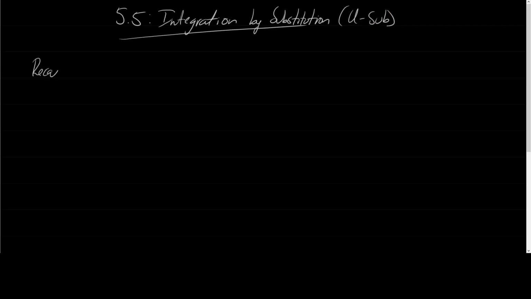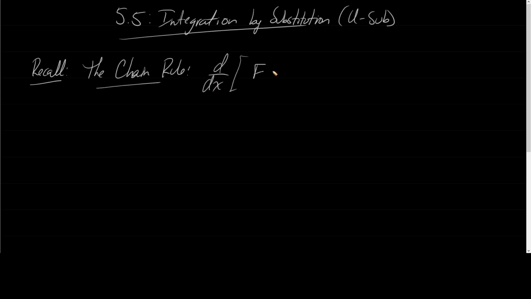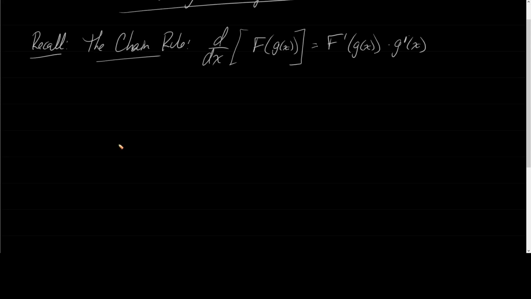And let's recall something here. Recall the chain rule. And what was the chain rule? The chain rule was the derivative with respect to x of f of g of x was equal to f prime of g of x times g prime of x, right? We want to keep that in mind as we go through integration by substitution.